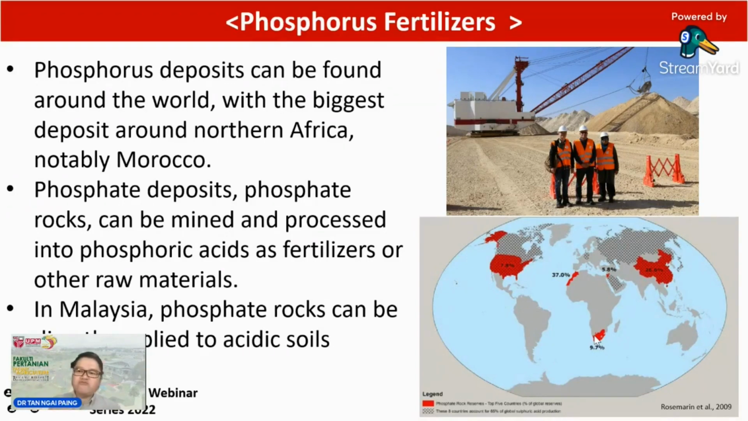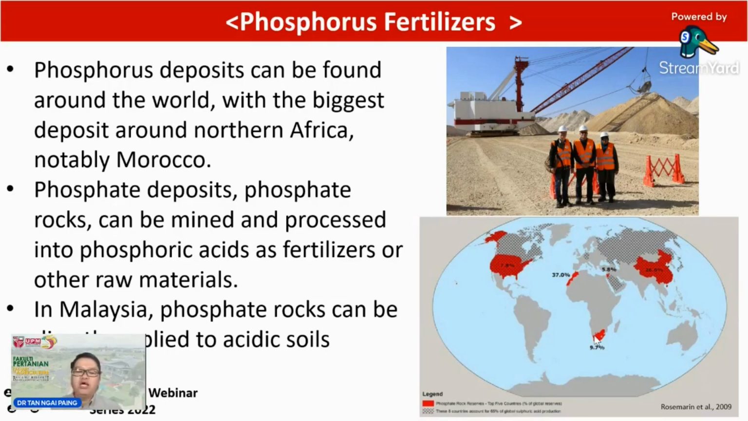This phosphate rock is rich in phosphorus. It is normally mined, and we would go through a process to turn it into phosphoric acid. And with phosphoric acid, you can do a lot of things, such as making water-soluble fertilizers or other raw materials. And number four, in Malaysia in particular, because we have acidic soil, once we mine the phosphate rocks, given the reactive nature of the phosphate apatite, we can actually apply it directly to the acidic soil.